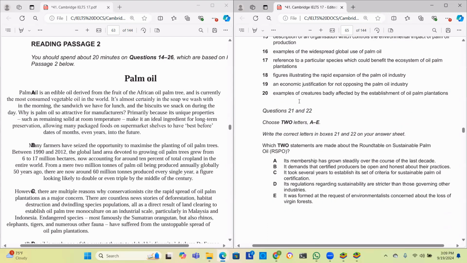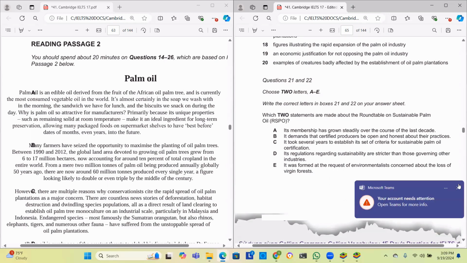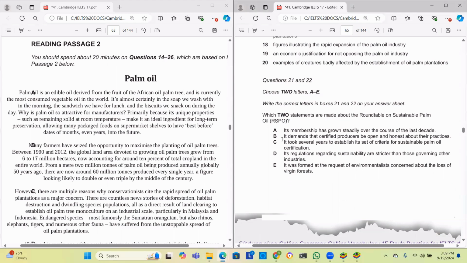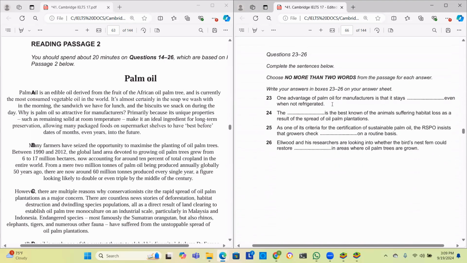Coming to the next question, this is like choose the correct answers. You need to select two options from all these five options. And coming to the next set of questions, this is fill in the blanks, and you have to choose no more than two words for this.